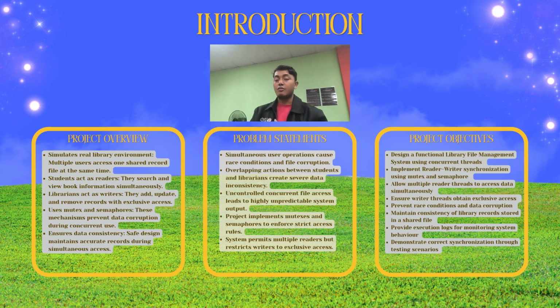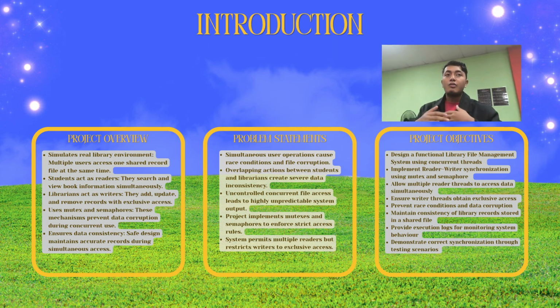So these are our problem statements. Basically, the current library system always has problems with simultaneous actions, which cause race conditions, file corruption, and inconsistency, and also the uncontrolled concurrent file access leads to a highly unpredictable system output. This may cause a very big problem. Also, the system permits multiple readers, but restricts the writers to exclusive access only.